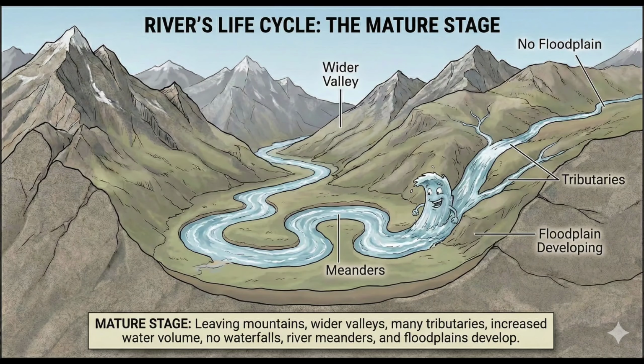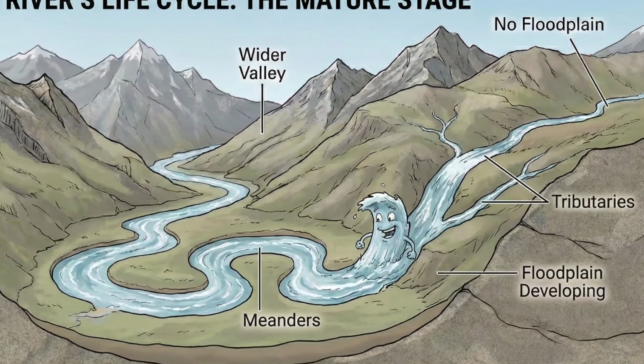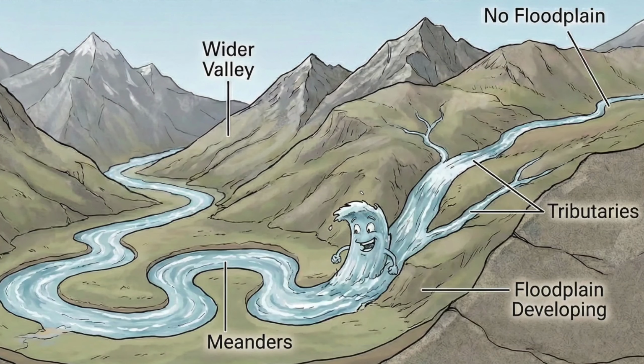2. The mature stage. As the river leaves the mountains, it enters maturity. It has many tributaries, the volume of water increases. The valleys get wider and deeper. The V-shape broadens. Waterfalls and rapids disappear. The river begins to swing from side to side, creating large loops called meanders. Floodplains begin to develop inside the valley.